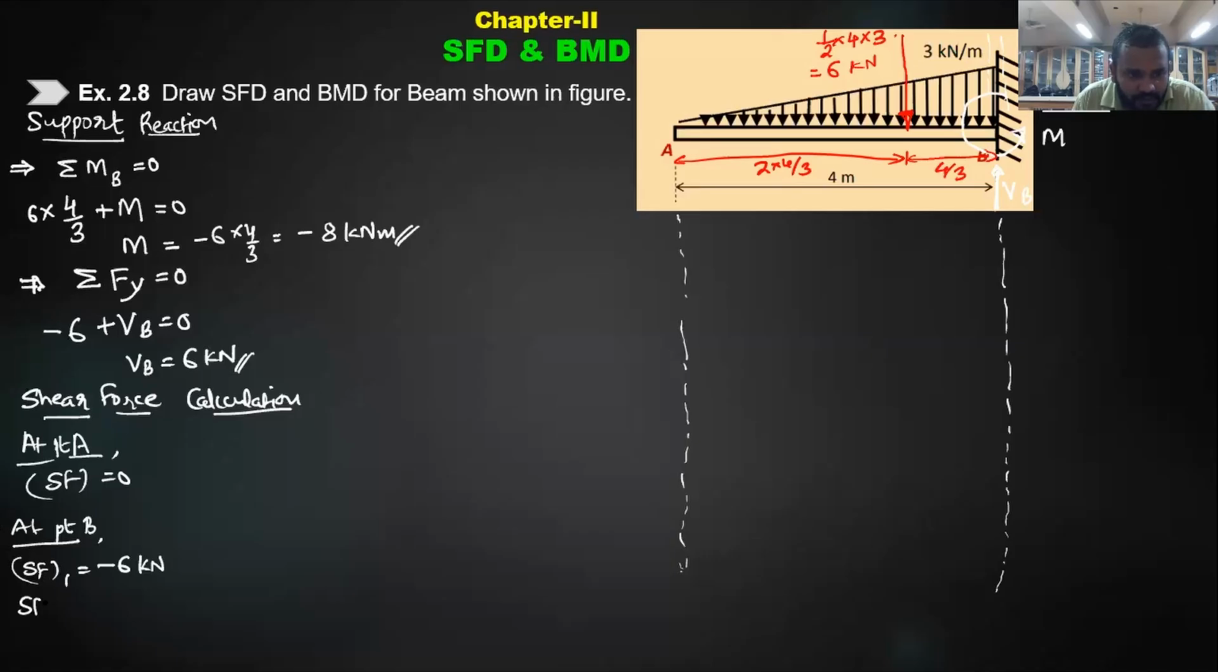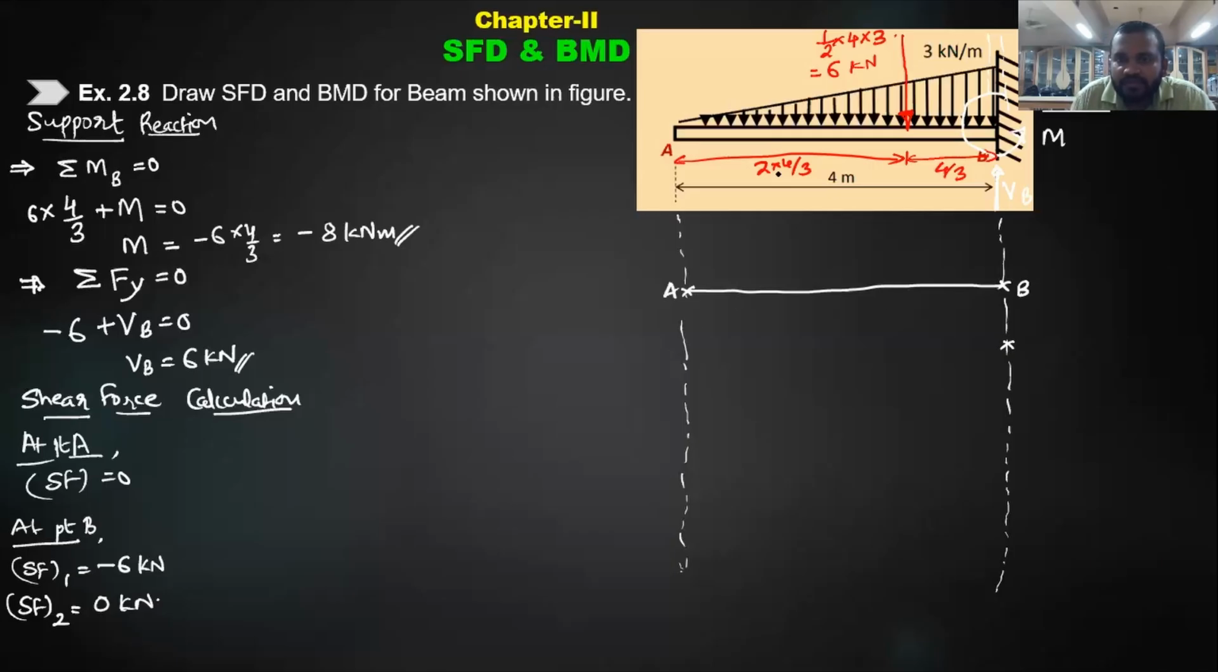Okay, and on the right hand side there is 0. So as you can see here we will have two values. So let us draw the SFD. This is point A, this is point B. At point A we have 0 value. At point B, first value we have -6 and second value we have 0.